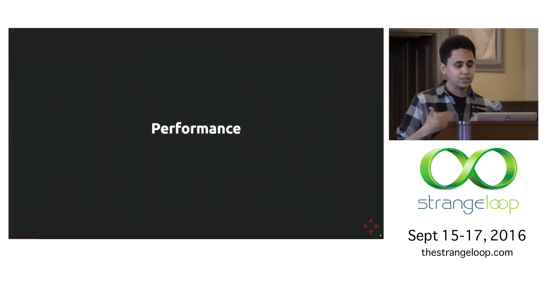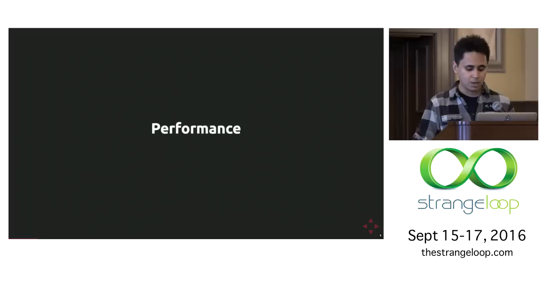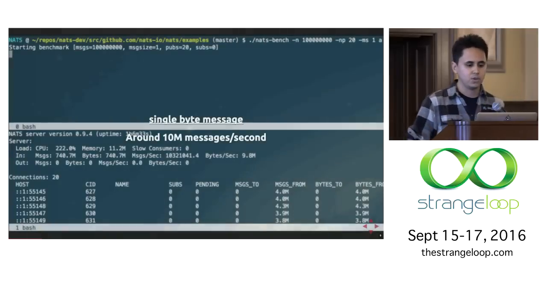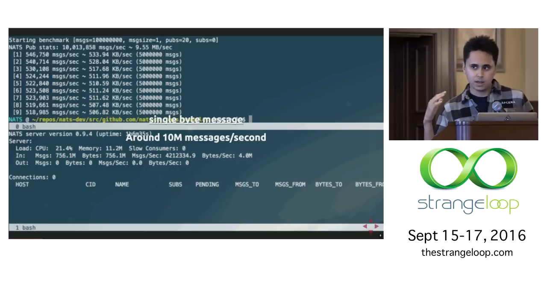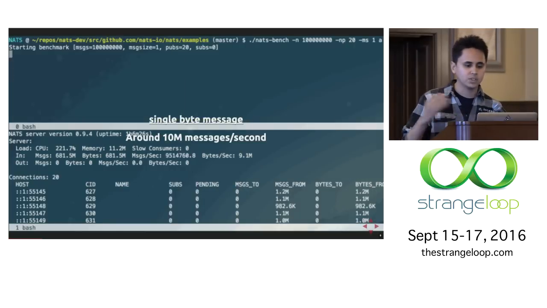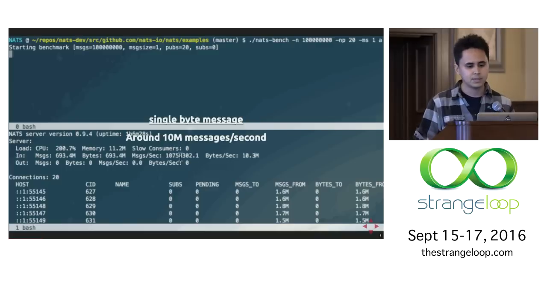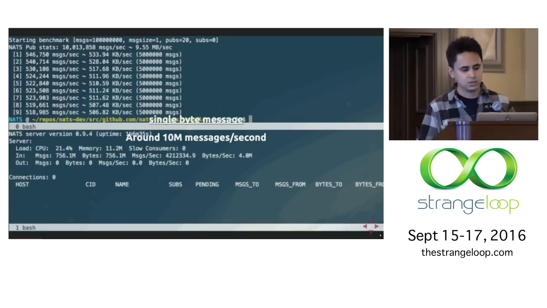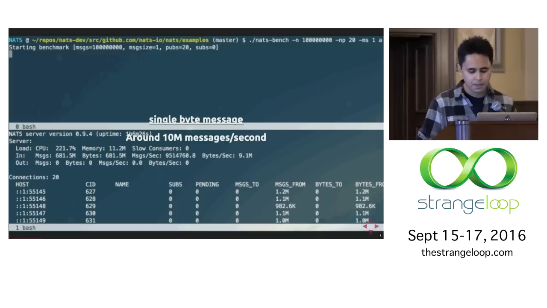And of course, one of its main characteristics is performance. If you use the nats-bench micro-benchmark tool, which is available in the repo, here we're sending 100 million messages. You can see that you can get a throughput of around 10 million messages per second with a single byte, which is still a micro-benchmark, but could be quite impressive.